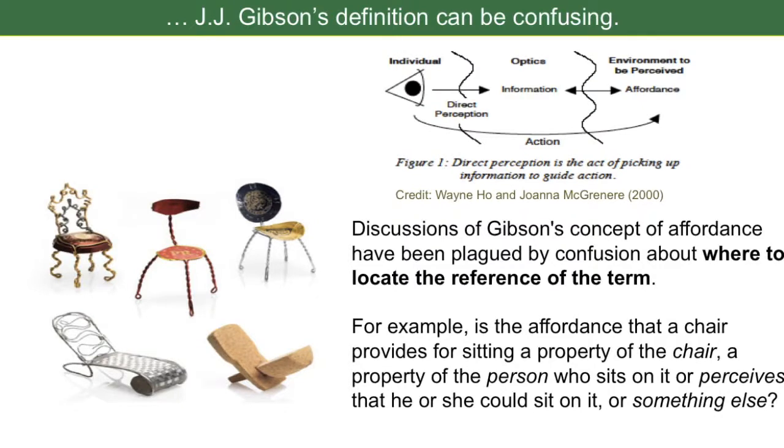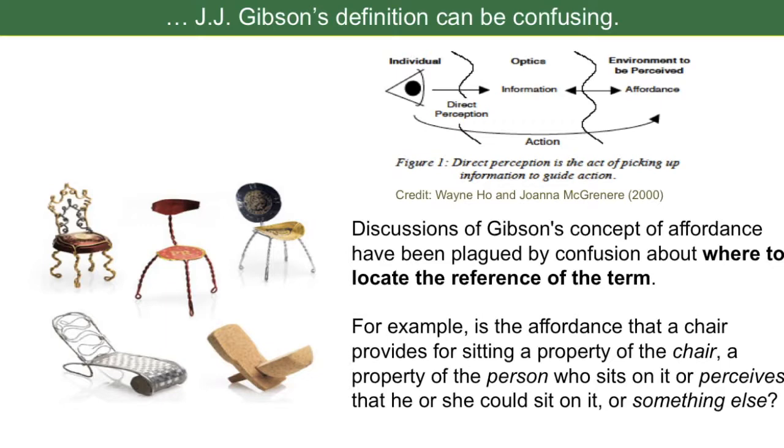So that was the starting point, but that can be quite confusing, and it may not be helpful for interface designers. For example, is the affordance that a chair provides for sitting a property of the chair, or is it a property of the person who sits on it or perceives that he or she could sit on it?